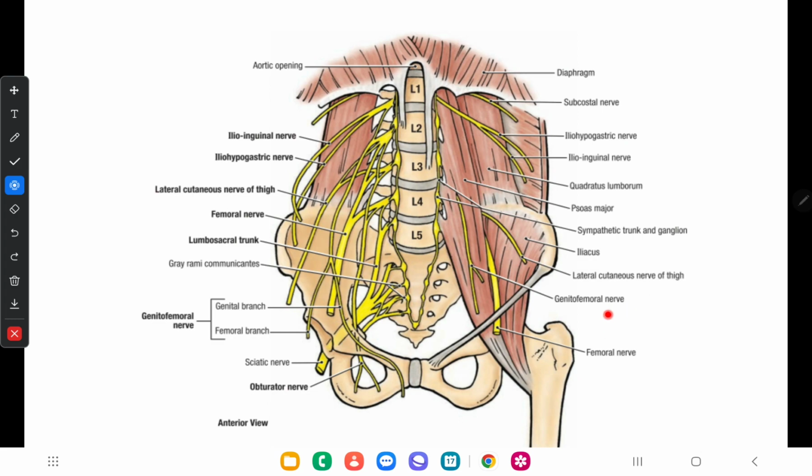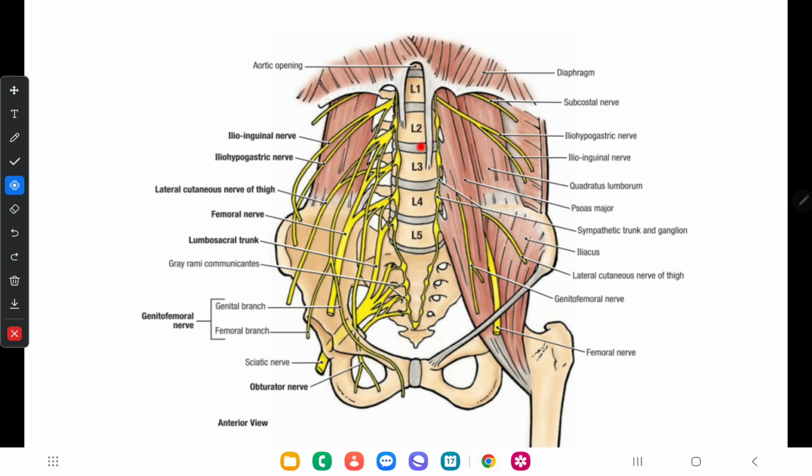Hello everyone, in this video we are going to discuss the femoral nerve. In my previous video I discussed the lumbar plexus and its branches. The femoral nerve is also one of the branches of the lumbar plexus. As you can see here, this is a quick recap of the lumbar plexus.